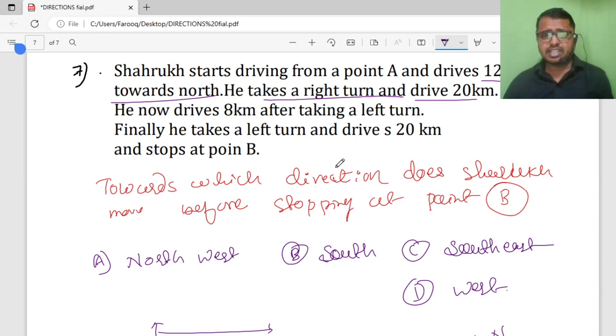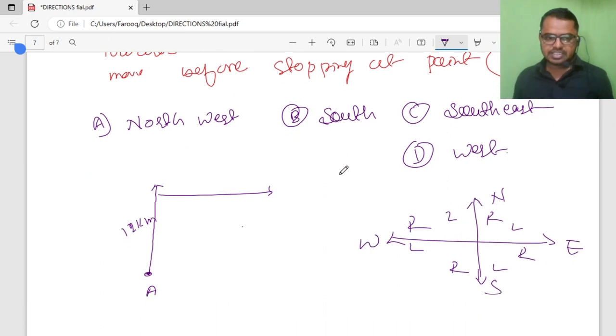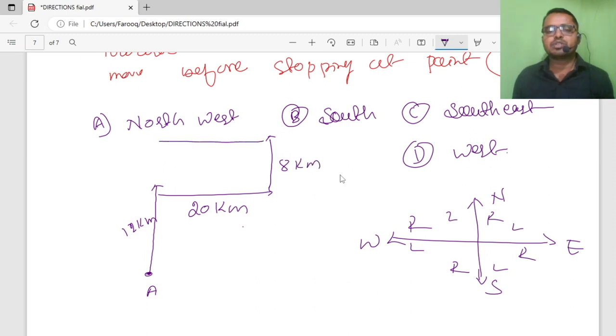Again he takes a right turn and drives 20 kilometers. He now drives 8 km after taking a left turn. Here, first he goes 12 kilometers and takes the right turn and moves 20 kilometers. Then again he takes a left turn, which here means 8 kilometers, and again right for 20 kilometers, in this direction.